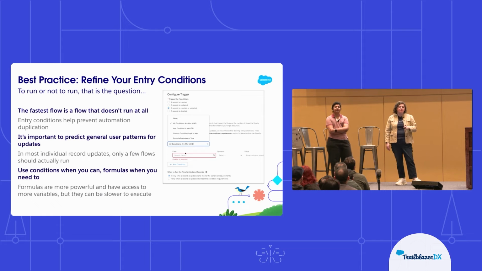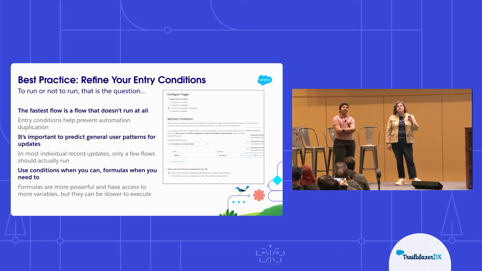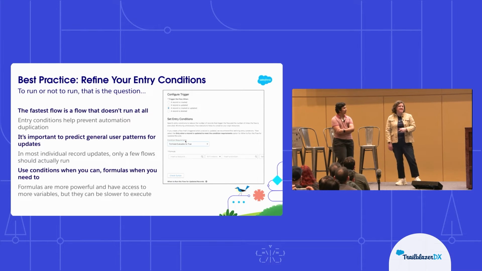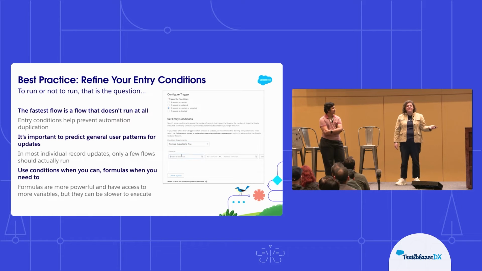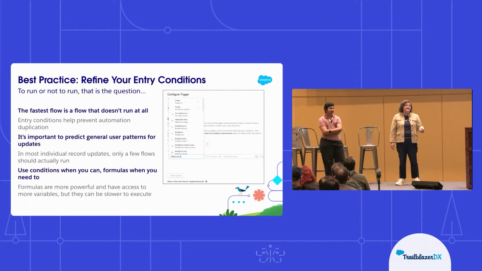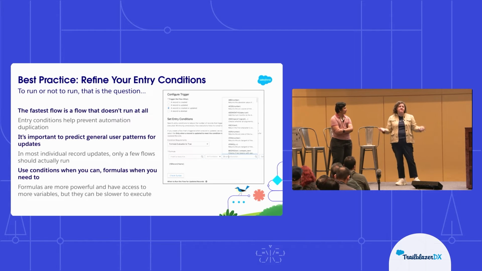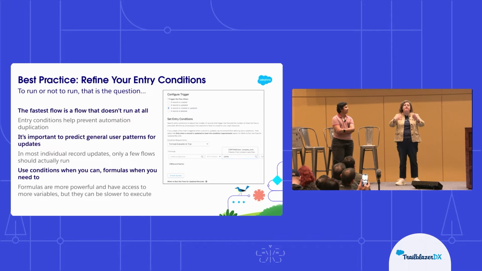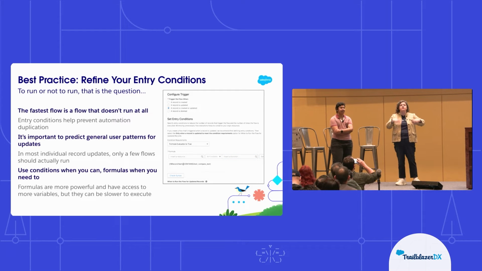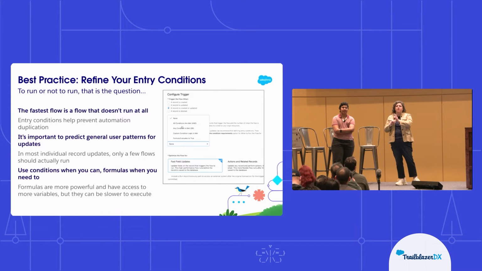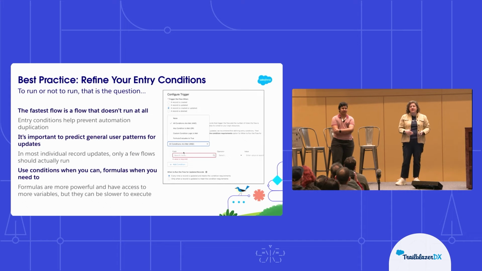Next up, the most important thing when you have a lot of flows running on a particular object trigger is to really refine your entry conditions. We also get asked a lot about performance, and we always like to say the fastest flow is one that doesn't run at all when it doesn't have to. So the goal of having, say, 20 or 50 flows on an object is not that every update means 20 or 50 flows are running, but that we're checking our entry conditions and saying, okay, we know what is happening in that change, and we're only running 1 or 2 based on what the user has actually initiated.